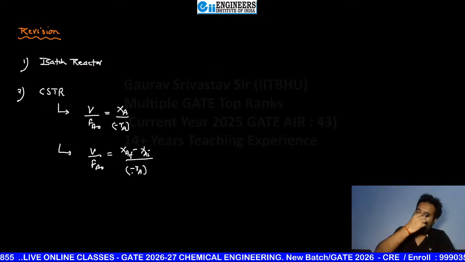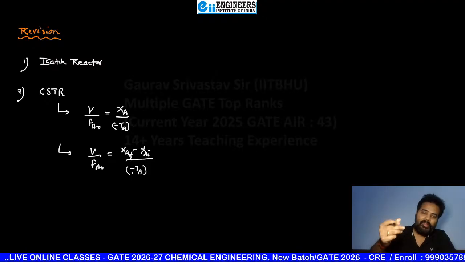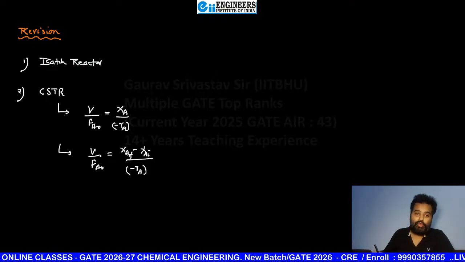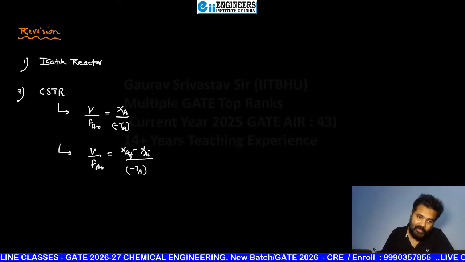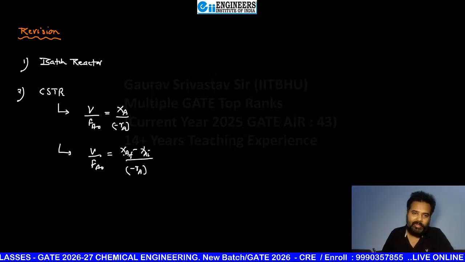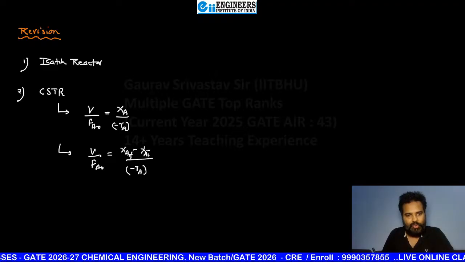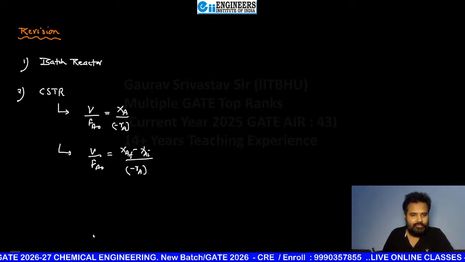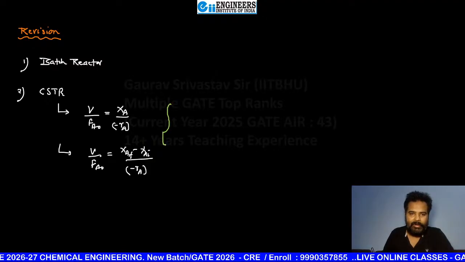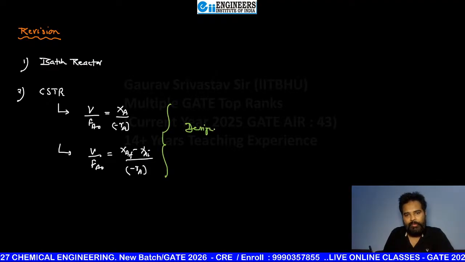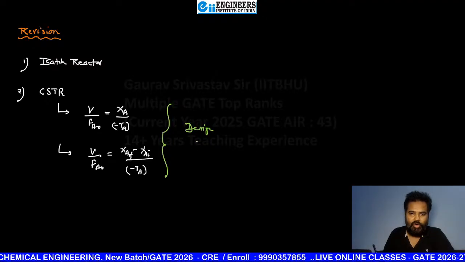Initial for that reactor, not for all reactors. That means if you are writing here XA3, don't take here XA1. If this is XA3, then this is XA2. If this is XA2, then this is XA1. If this is XA1, then this is XA0. So these design equations we discussed in a detailed manner. I hope everyone is feeling comfortable with all these topics.